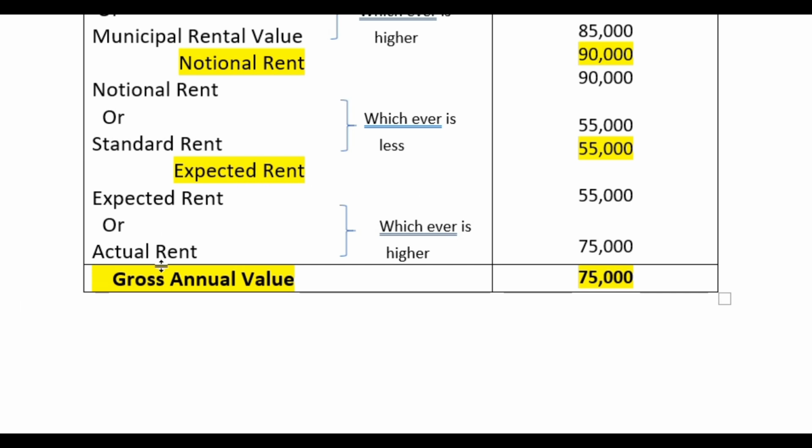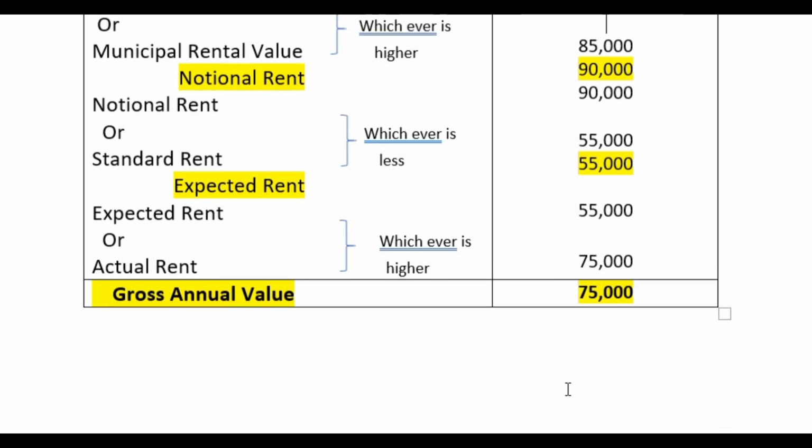Standard rent is less, that is 55,000 is less, that can be considered as expected rent. Next, expected rent or actual rent. Expected rent is 55,000, what we got, or actual rent. Actual rent given in the question is 75,000. Whichever is higher is considered as gross annual value. So 75,000 is considered as gross annual value.